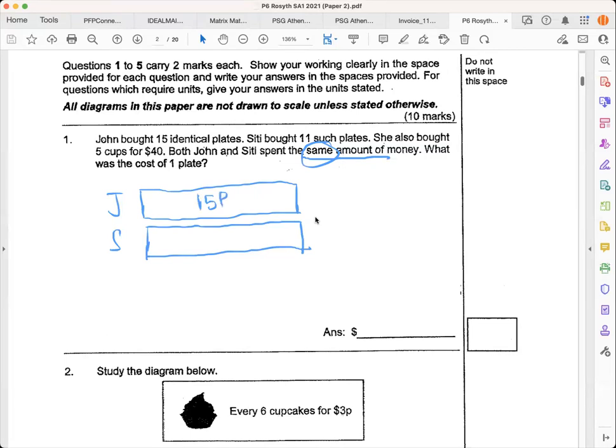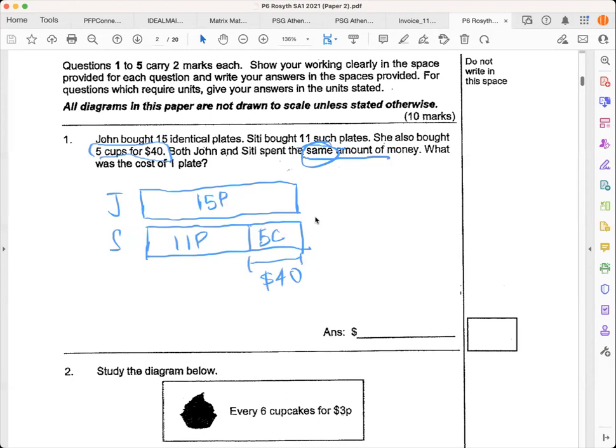If you look at the second statement, City bought 11 such plates and 5 cups for $40. So this entire bar that represents City spending is split into 2 portions. One portion is for 11 plates and the other portion is for 5 cups. And that 5 cups cost $40. All right, so this is a comparison model, one bar comparing to another bar.